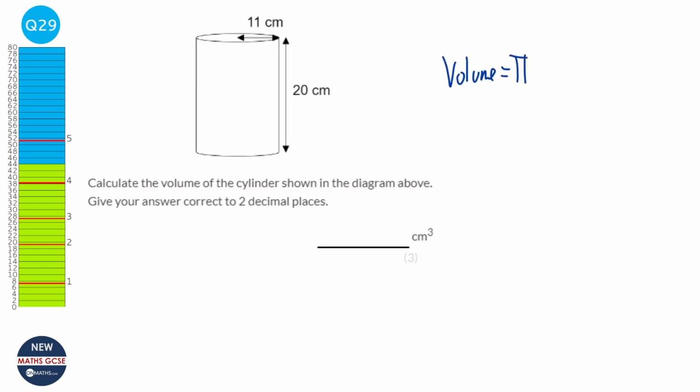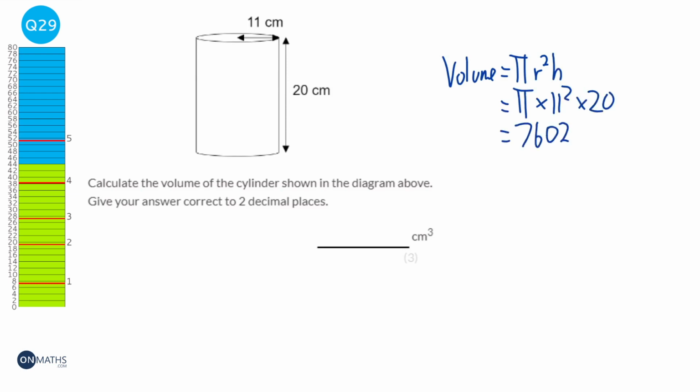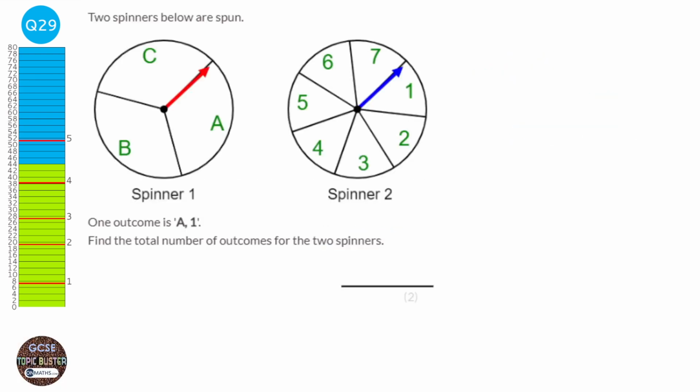The formula for the volume of a cylinder is pi r squared h, with h being the height. So we've got pi times the radius 11 squared times the height, and that gives us 7,602.654 blah blah blah, and to 2 decimal places that is 7,602.65.